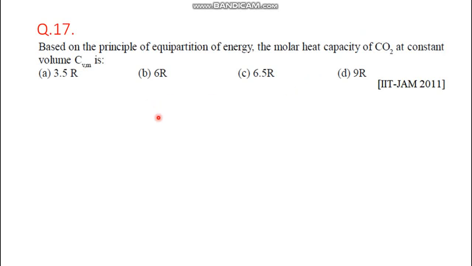And now on to the next question, number 17, which came in 2011. The question is: based on the principle of equipartition of energy, the molar heat capacity of carbon dioxide at constant volume, Cv, is which one out of these four options? Here also it is Cv,m, but we are not writing the m term, we are just writing it as Cv. So let's find out the answer.